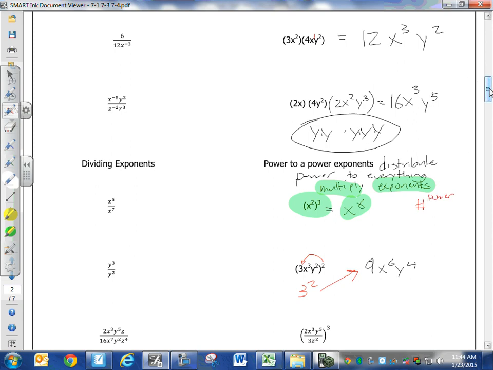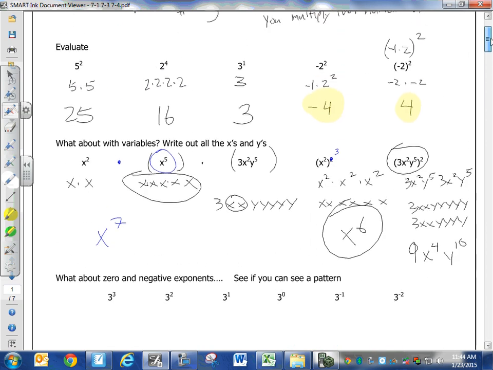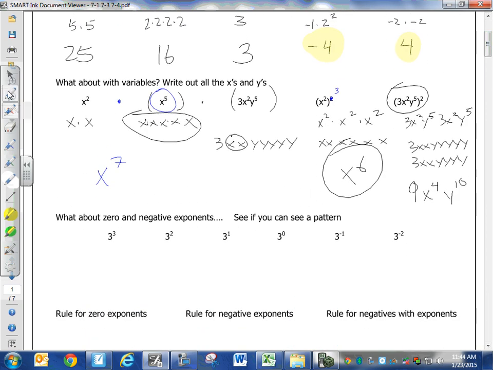Okay? Last one, we're going to deal with these negative exponents. And these are completely new to you. So we're going to see if we can figure out the pattern for these negative exponents. So 3 cubed is what? 27. Okay, this is 27. 3 squared is 9. 3 to the first, 3. What is 3 to the 0? 1.